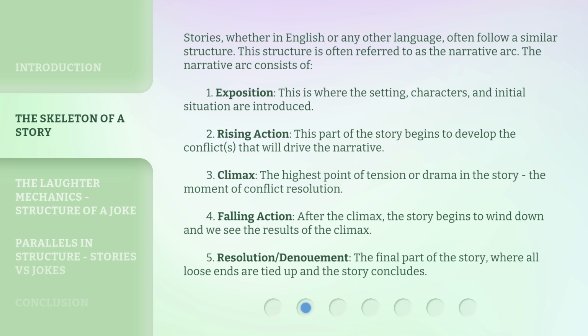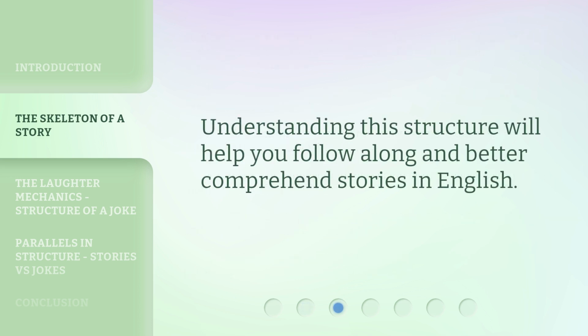4. Falling action. After the climax, the story begins to wind down and we see the results of the climax. 5. Resolution, denouement. The final part of the story, where all loose ends are tied up and the story concludes. Understanding this structure will help you follow along and better comprehend stories in English.